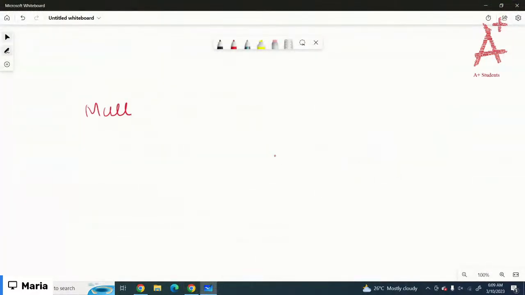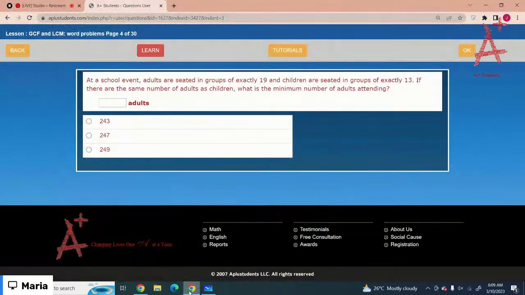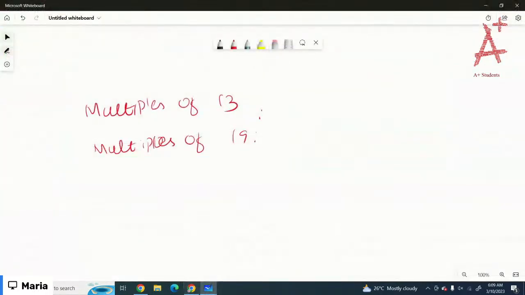Write down the multiples of 13 and multiples of 19. Let me see. Okay, 13 and 19 are both prime numbers. Got it? That means they don't have any common factor, so for the common multiple, you have to multiply 13 and 19. 13 times 19.